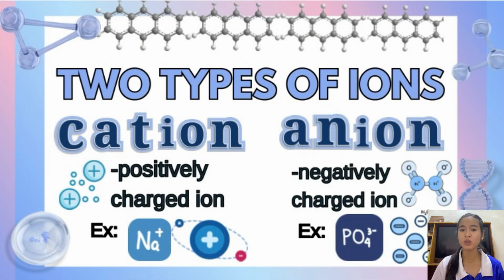So there are two types of ions. The first one is called a cation. A cation is a positively charged ion because it loses electrons. The second type is called an anion. An anion is a negatively charged ion because it gains electrons. So remember, loss of electrons, positive ion; gain of electrons, negative ion.